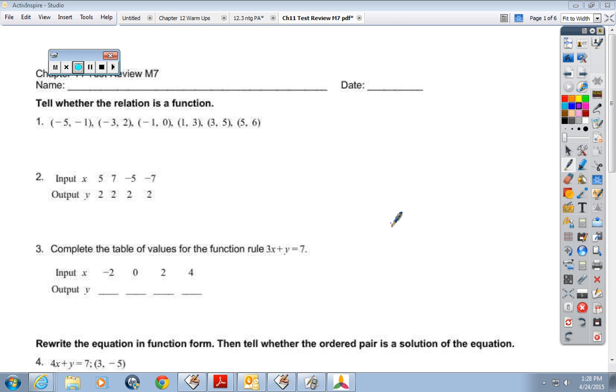Not on the review, but it will be on the test. Okay? All right, so tell whether the relation is a function.